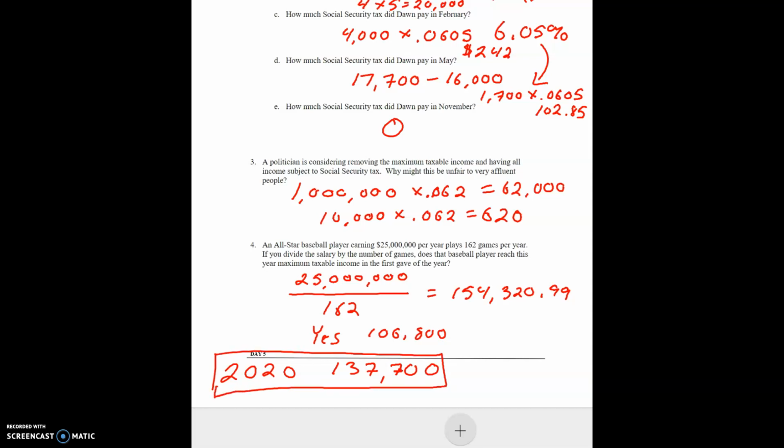That's your maximum income. So if I use it for my last example, number 4, 154,320 is still bigger than 137. So the answer would still be yes using our current figures in 2020.